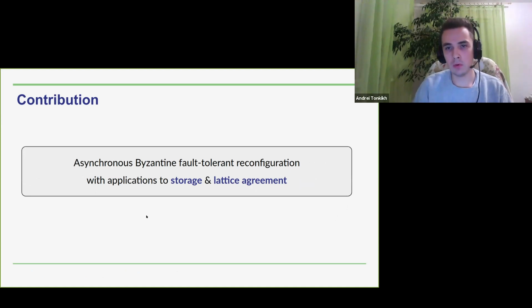So in the paper, we discuss these and other challenges of asynchronous Byzantine fault-tolerant reconfiguration and present solutions to each of them. Finally, we apply these solutions to implement reconfigurable lattice agreement and storage. For more details, you're invited to watch the full video on YouTube and to read the paper in the proceedings and the extended version published on arXiv. Thank you. I'll be happy to answer any of your questions.